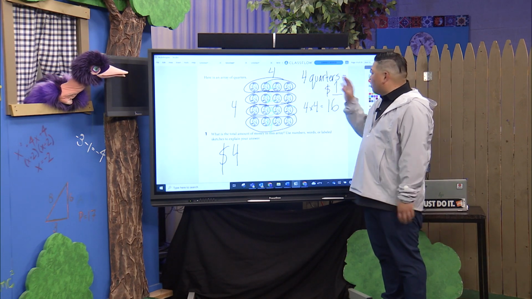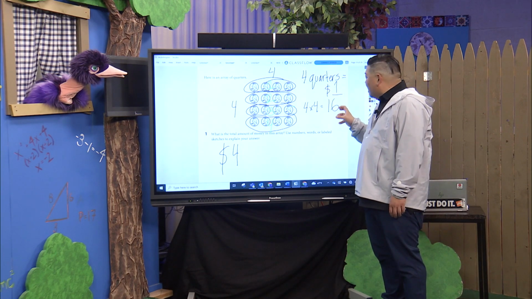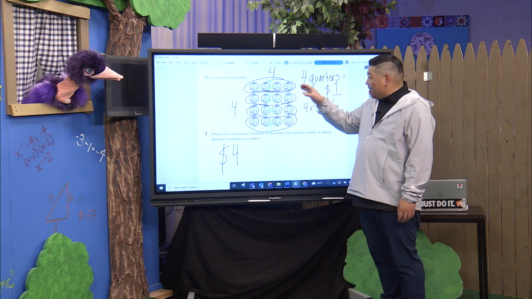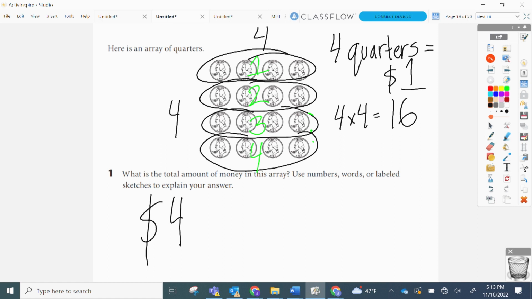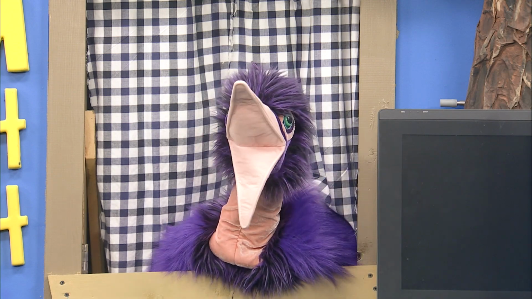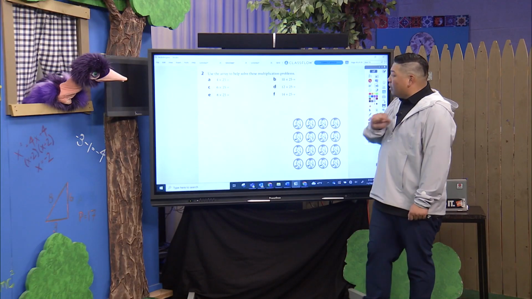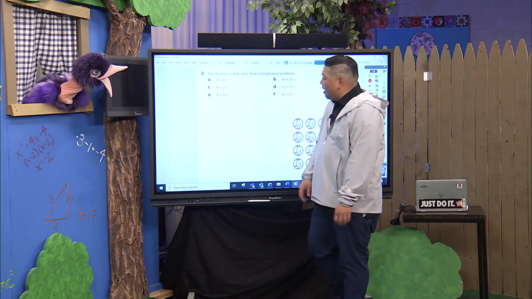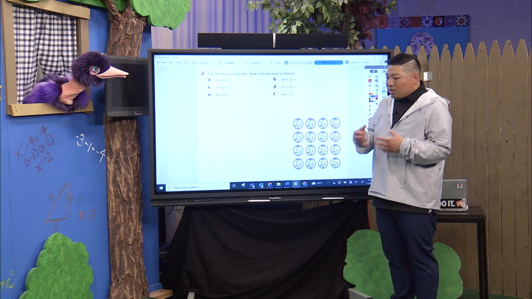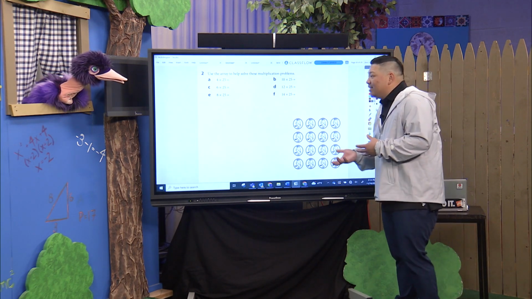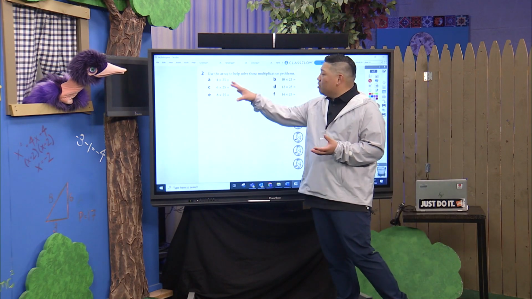We said 4 quarters equal $1. We know that we have 16 quarters altogether. So we could count that way, or every time we have 4, we have $1. So I can count 4, 4, 4, and 4. It's $4. We got it. But wait, there's more. We're going to use this array to help us. Because we're so familiar with quarters and we know that 4 of them make $1, and 2 of them are 50 cents, we could use a lot of that information to help solve some of these.